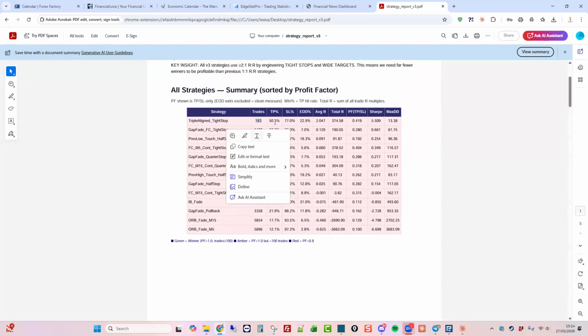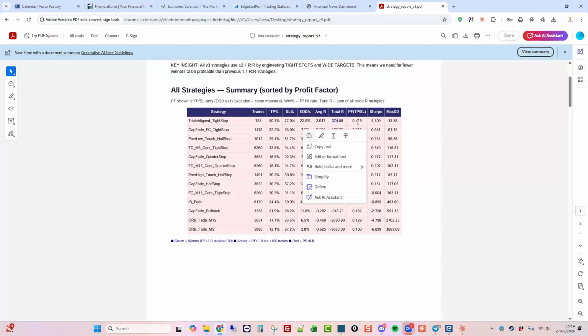Took 183 trades. TP was hit 50% of the time. Stop loss 77%. Oh, closed end of day. Oh, right. Okay. So all these strategies either hit TP, hit stop loss, or they're closed at last candle, right? So end of day close. Average R is 2. Total R returned is 374.